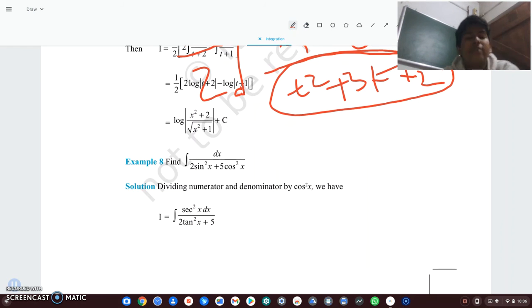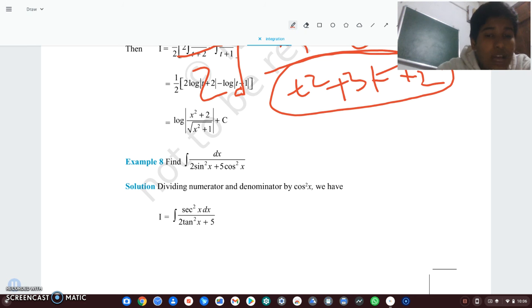Okay, so find the integral of dx upon 2 sine square x plus 5 cos square x. There are many methods; in the further questions you would know. Here, when sine and cos both are squared, not sine x cos x but sine square x and cos square x, then what we can do is convert to tan square x and sec square x.